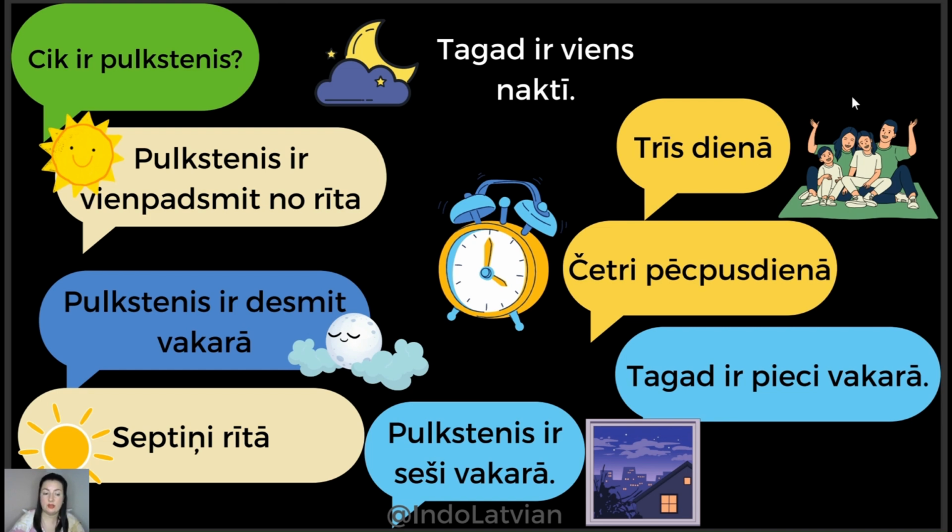Then 7 rītā, 7 in the morning. Pulkstenis ir 10 vakarā. Time is 10 in the evening. And the last example is pulkstenis ir 11 no rīta. Time is 11 in the morning.